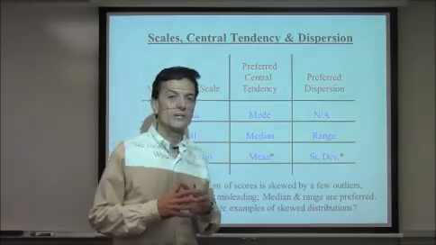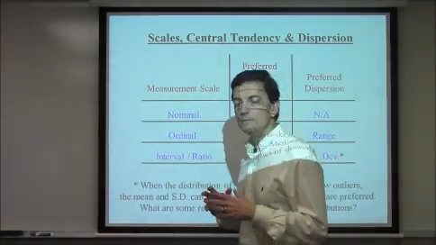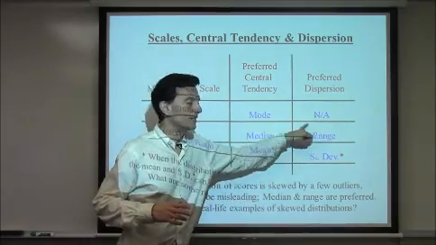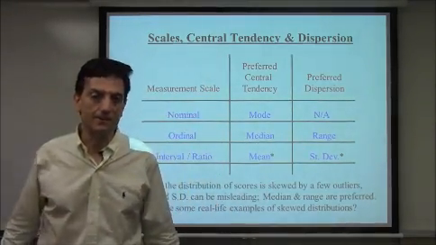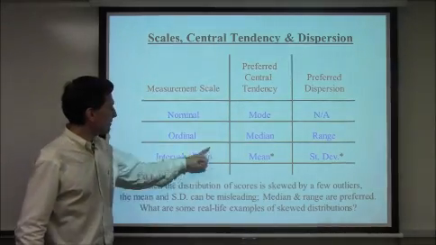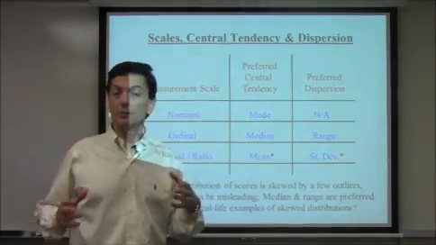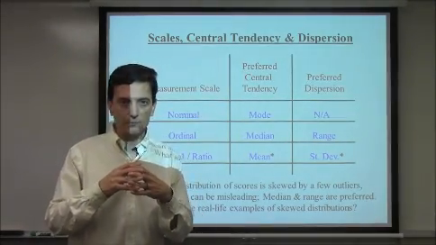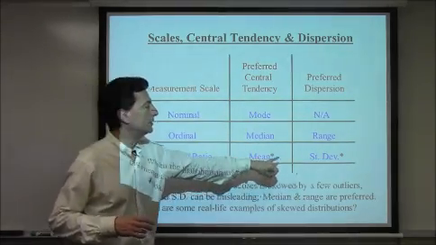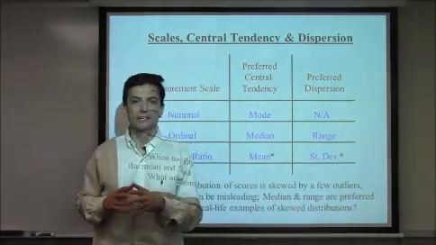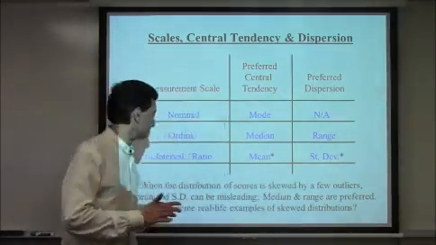And usually the preferred indicator of central tendency in this case is going to be the median, and the preferred indicator of dispersion is going to be the range. You might recall that was the difference between the maximum score and the minimum score. Finally, when we get up to these very highly refined scales, the interval and ratio scales, which again are combined in some software packages as a single scale, we generally prefer the mean, and we generally prefer the standard deviation as our indicators of central tendency and dispersion.